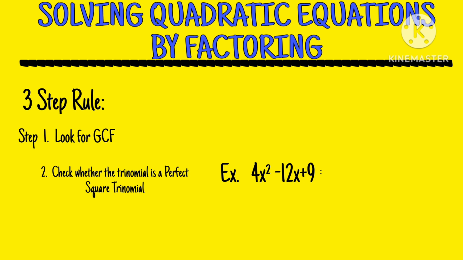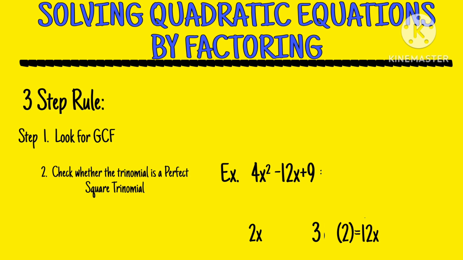So again, paano check? Just take the square root of the first term and the last term. Square root of 4x squared is 2x and square root of 9 is 3. And then if we multiply it by 2, kailangan lalabas yung middle term. So, 2x times 3 is 6x times 2, 12x. So, it's perfect, no? Kasi lumabas yung middle term, which is 12x.